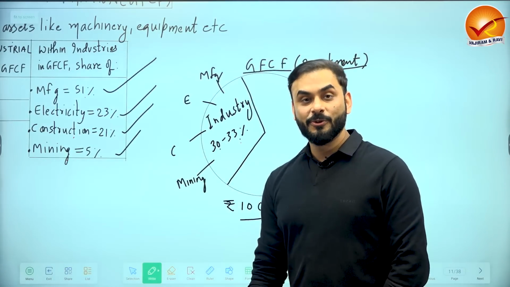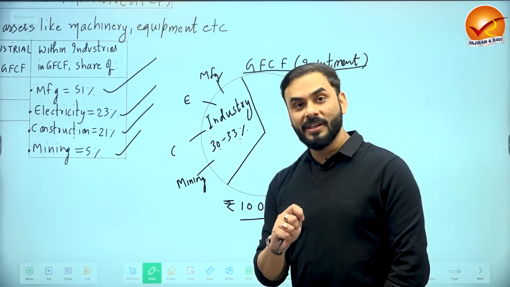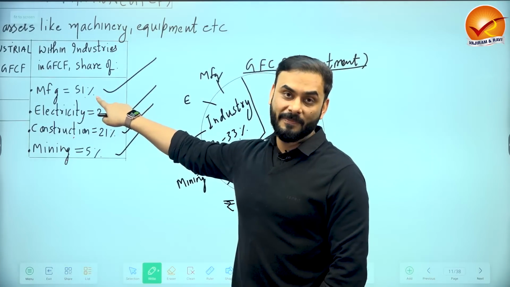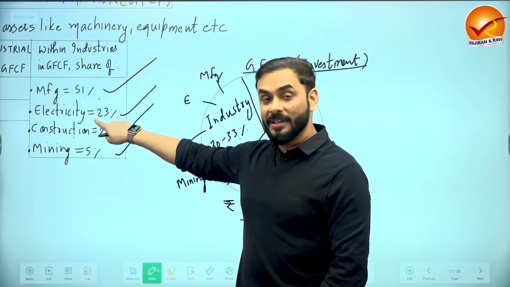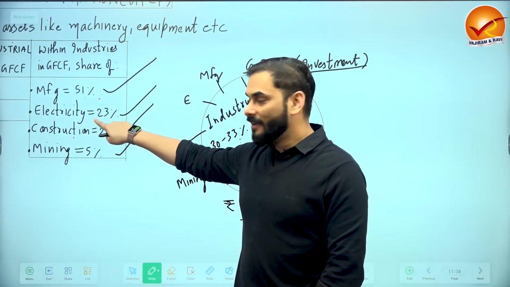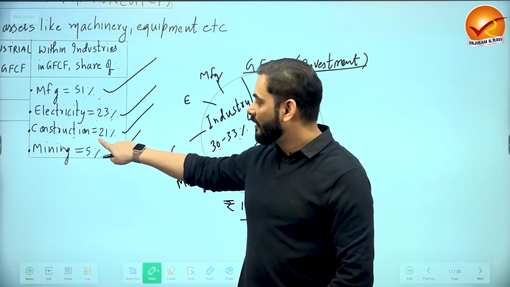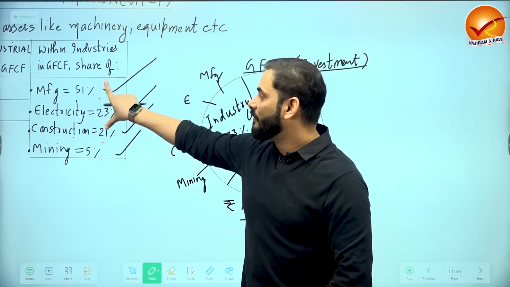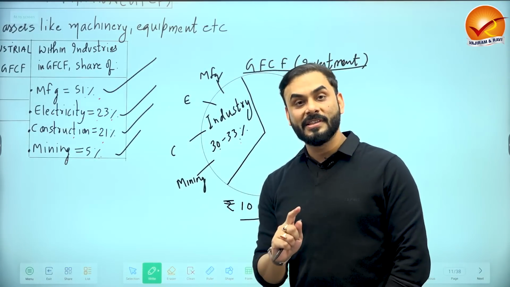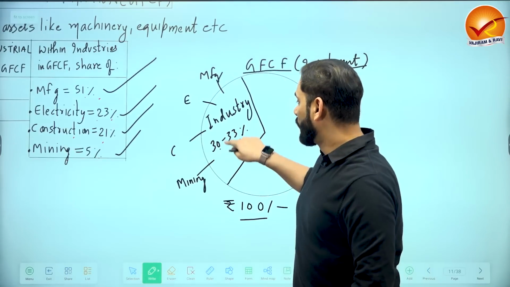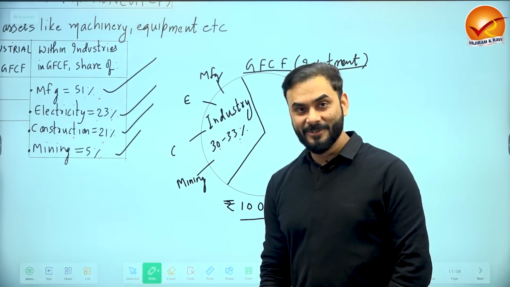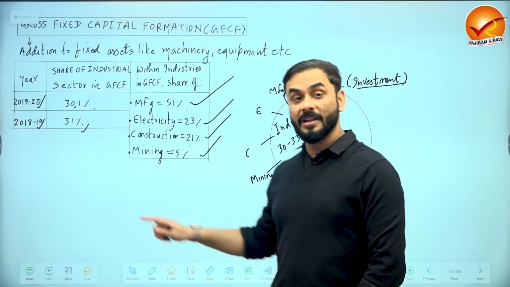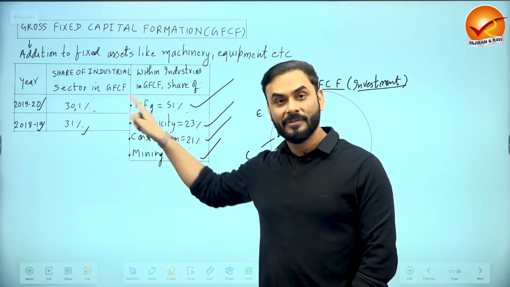So if somebody asks you which subsector of industry is experiencing more investment, manufacturing. Which subsector is experiencing a decent level of investment, electricity 23%, third number construction 21%, mining 5%. This is the level of investment happening in these subsectors. Overall, what is the level of investment happening in industries? 30 to 33%. Fine. Which is not a great sign, by the way, because our investment level in industries is coming down. This is a thing of worry.